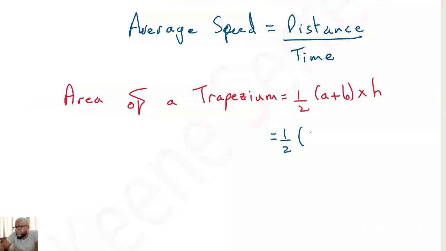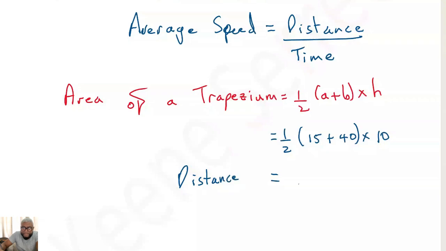A? 15. I just remember these things, I just be trying to make sure they're involved, right? B, what is B? 40. Multiplied by what is height? 10. So what did you all get my distance to be? This is my distance, right? 275 meters.